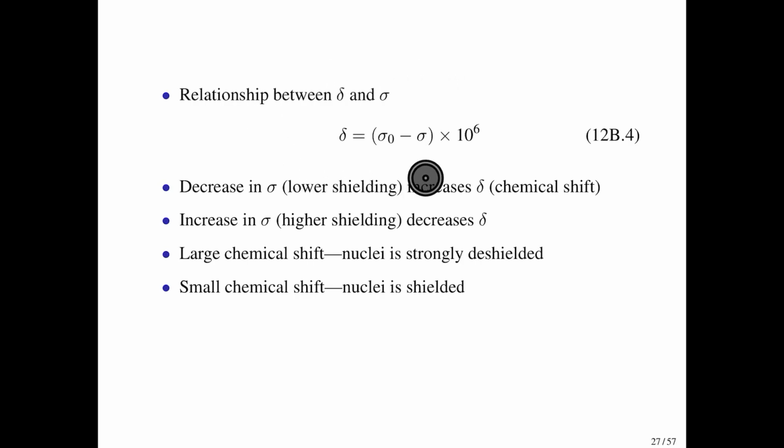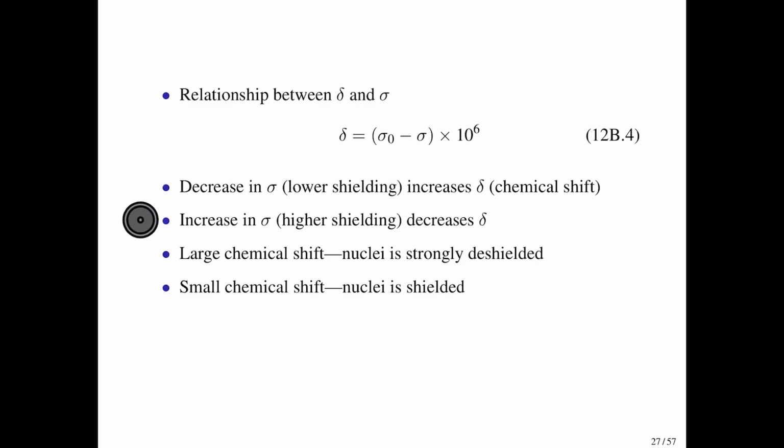This is an important relationship. It gives us the relationship between chemical shift and the shielding constant for a particular nucleus. Here I've laid out the important rules at work. So this sigma naught represents the shielding constant for your NMR standard. And so if you decrease the sigma value, that is, if there is a smaller value of the shielding, then you're going to have a larger value for the chemical shift. So if sigma is smaller, delta is going to be larger.